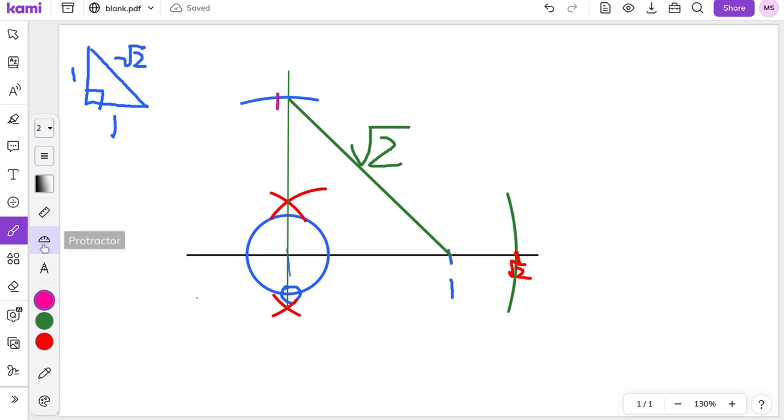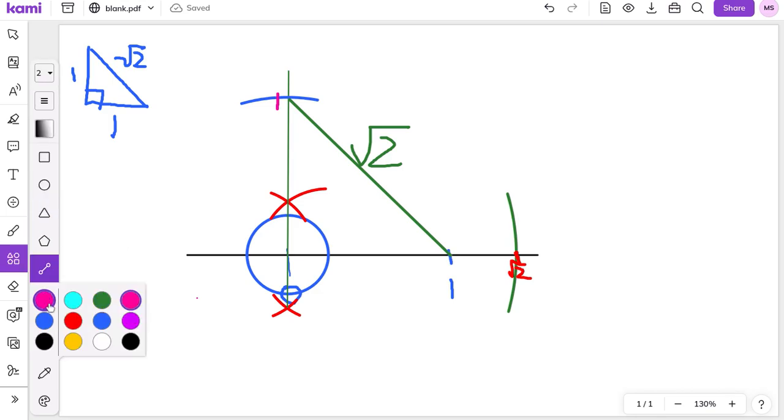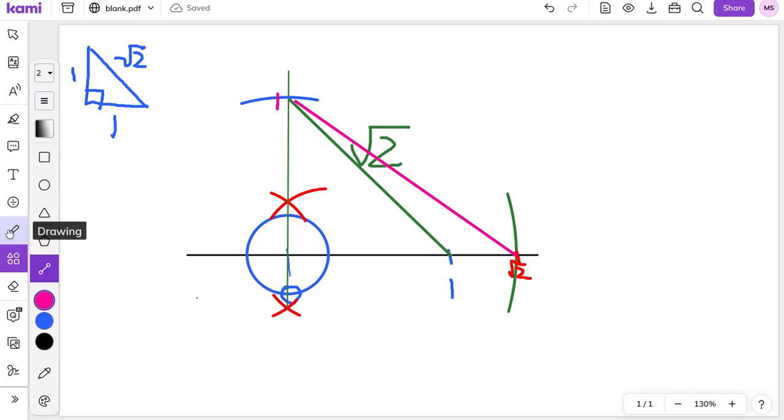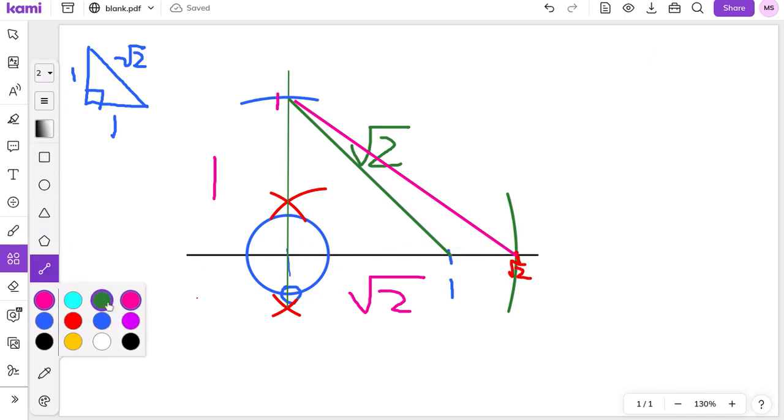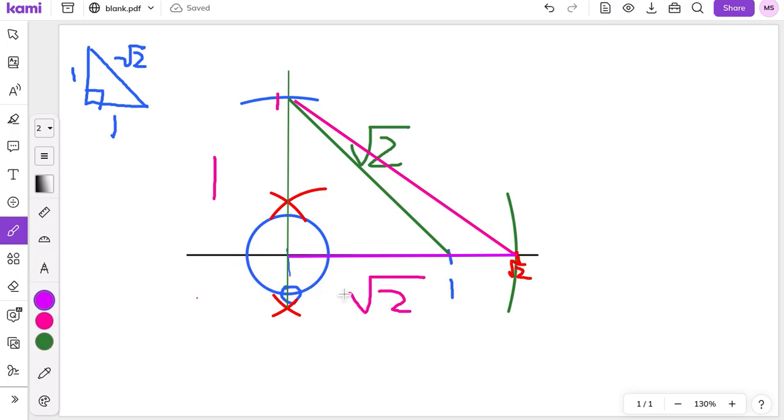And if I connect this point to root 2, what is that hypotenuse there? Let's think about it. This is 1. This is root 2, this whole side from here to here. I'll pick a different color, purple. So I'm saying this purple side is root 2, and the height is 1. So guess what the hypotenuse is?